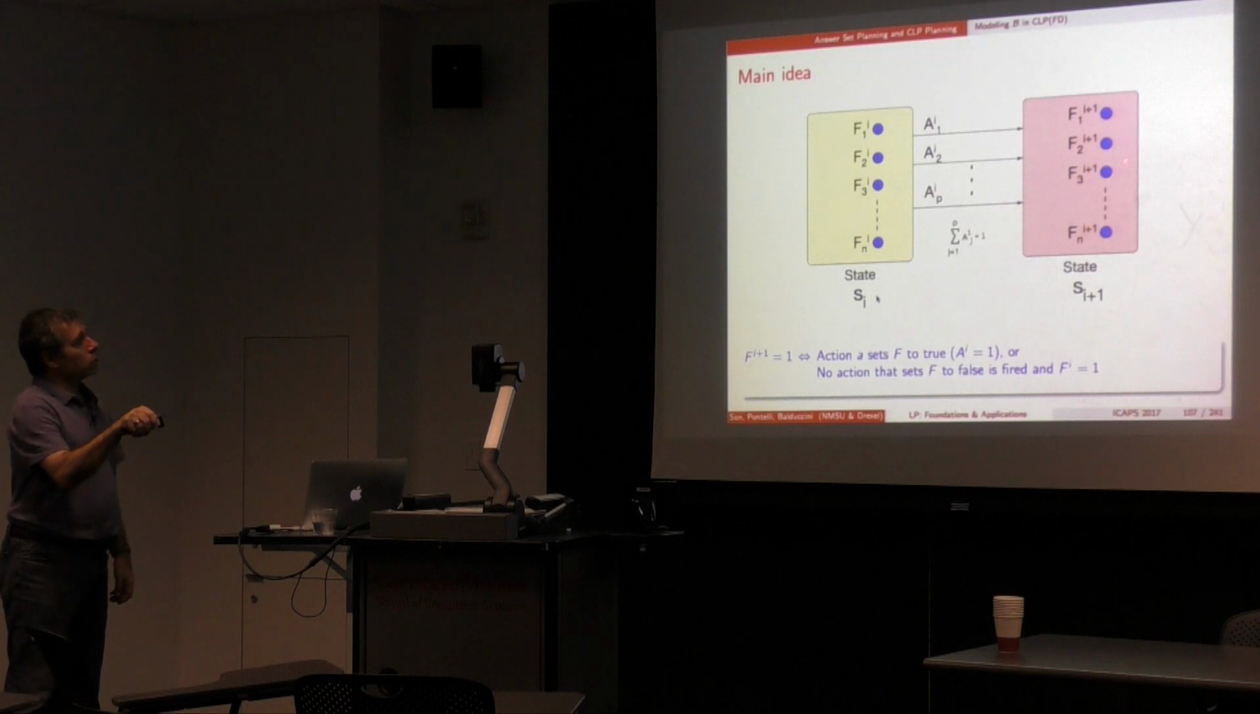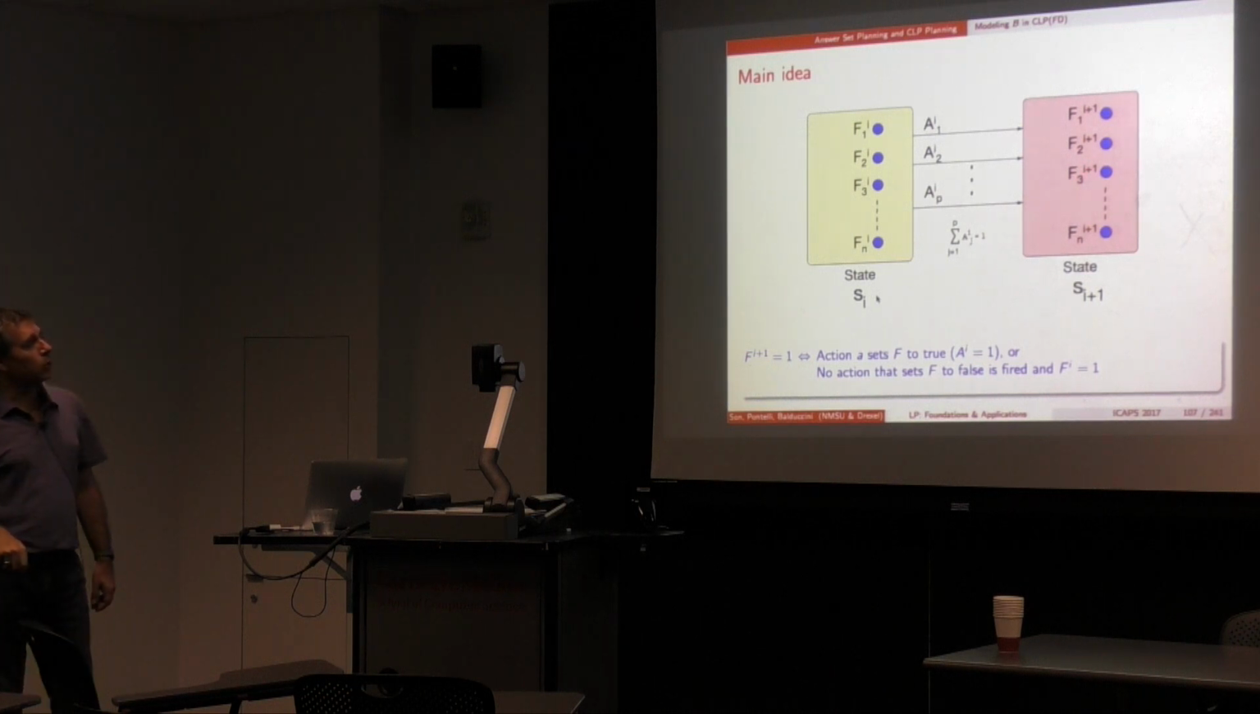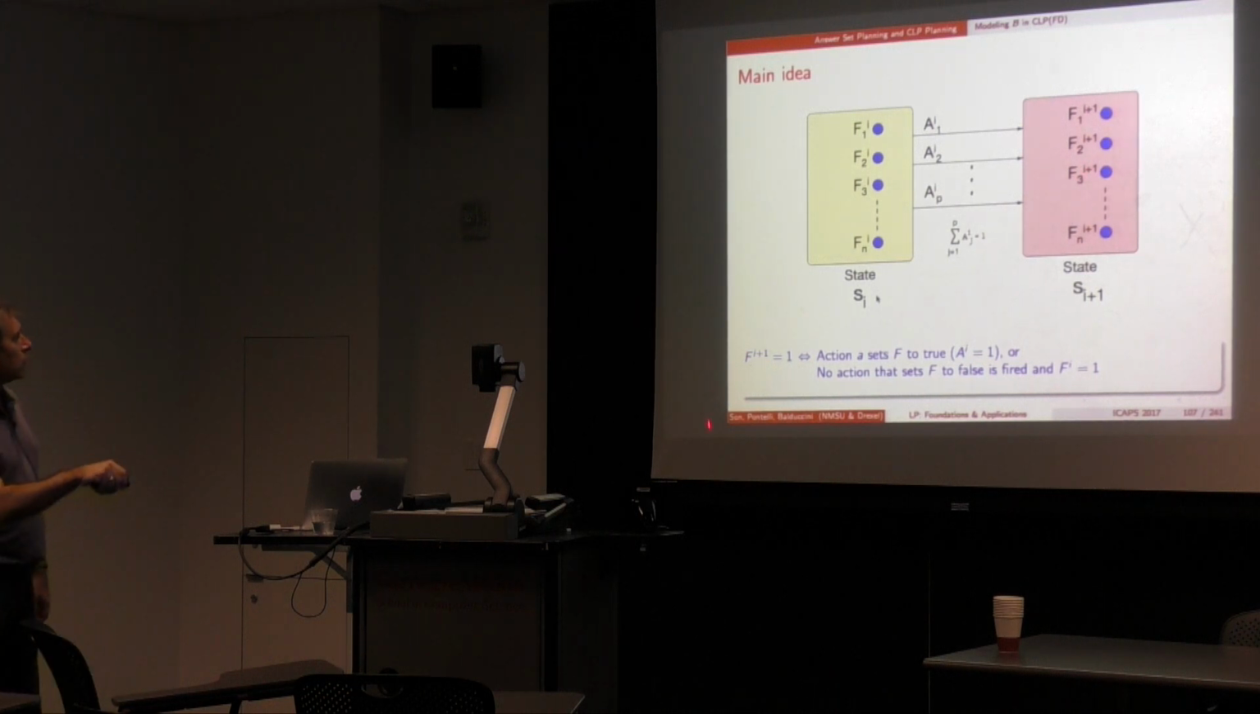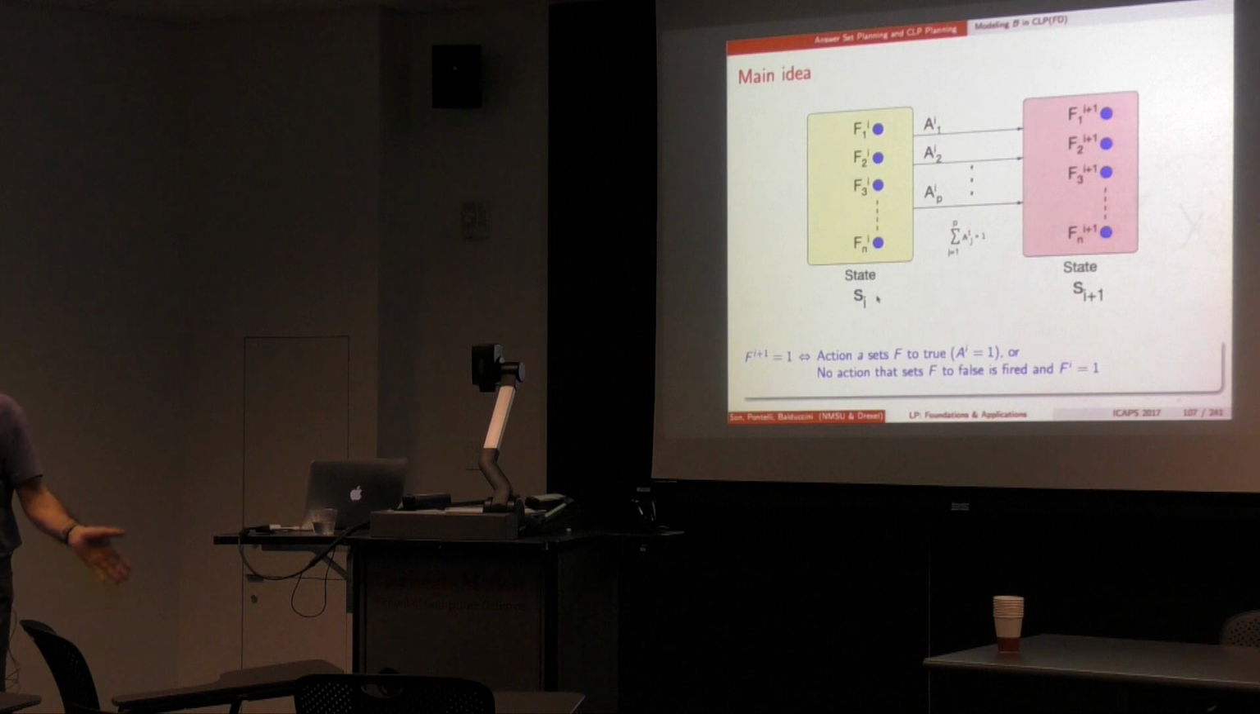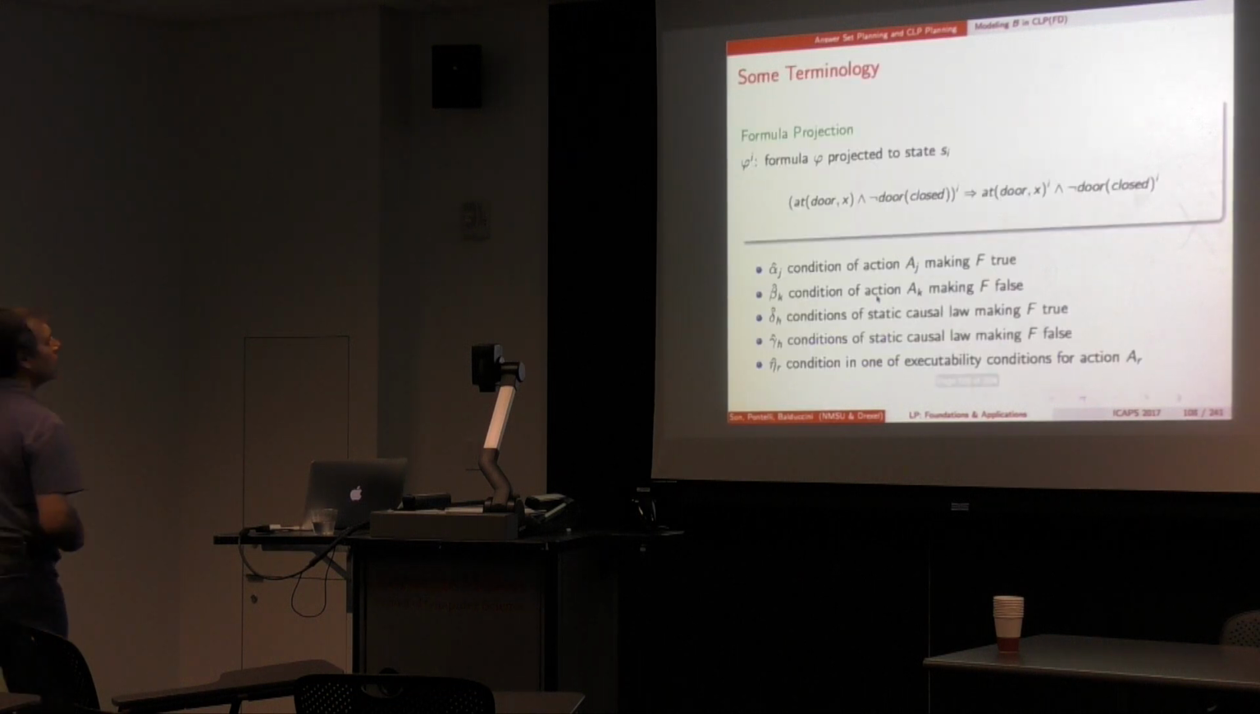So, if we want to determine the value of a certain fluent at time i plus 1, this fluent is going to be true only under two possible conditions. Either we execute an action in this transition that makes that particular fluent true, or the fluent was already true in the previous time step, and there is no action that is fired that makes it false. Okay, so inertia will allow us to preserve that particular value.